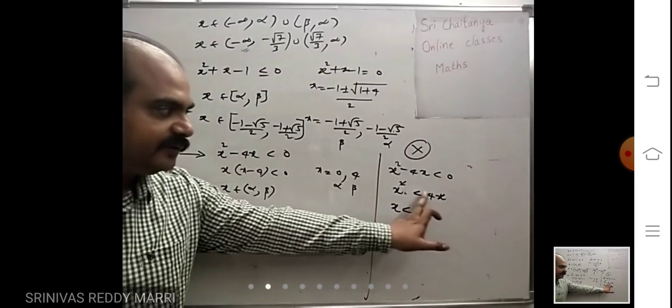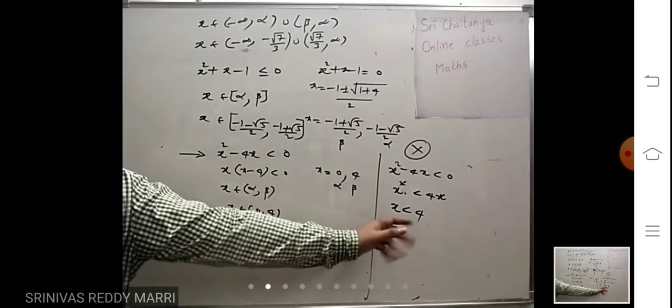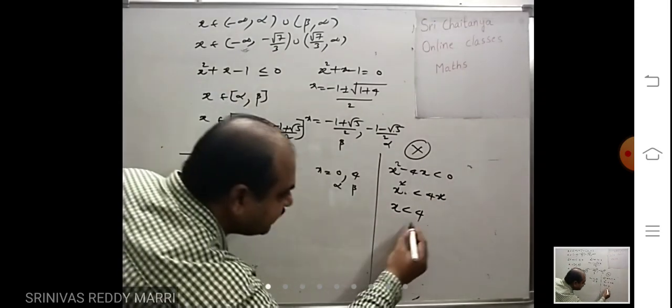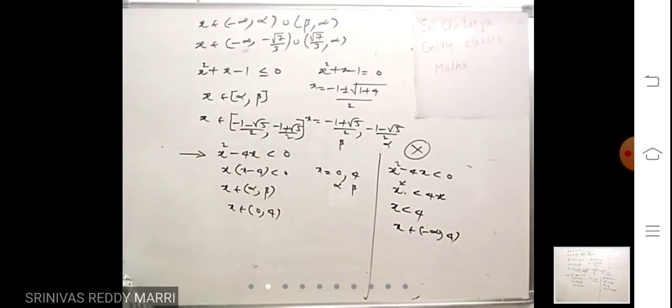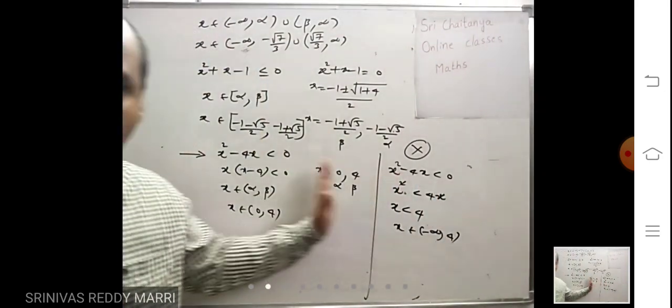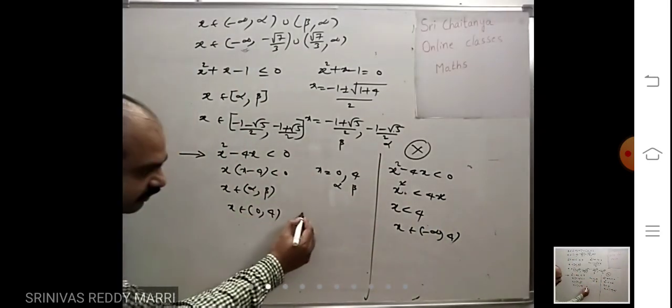If you are cancelling like this, x got cancelled, so what you are getting is x less than 4. So x less than 4 means what is the answer? Minus infinity, comma 4. Less than 4 means all values less than 4. That means minus infinity, comma 4. But I got only between 0 and 4.